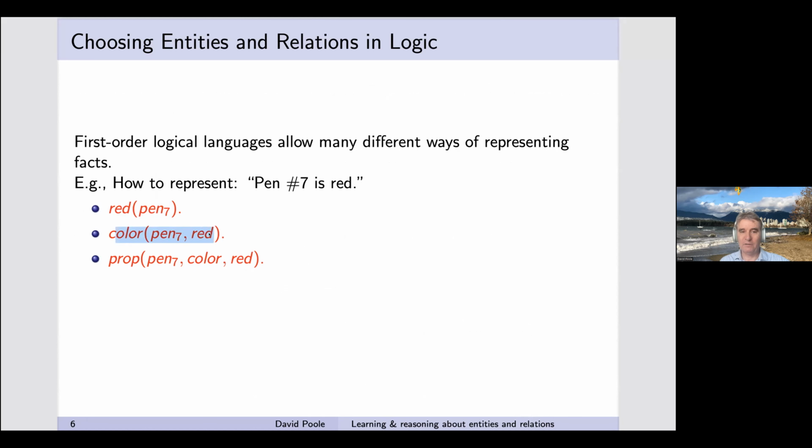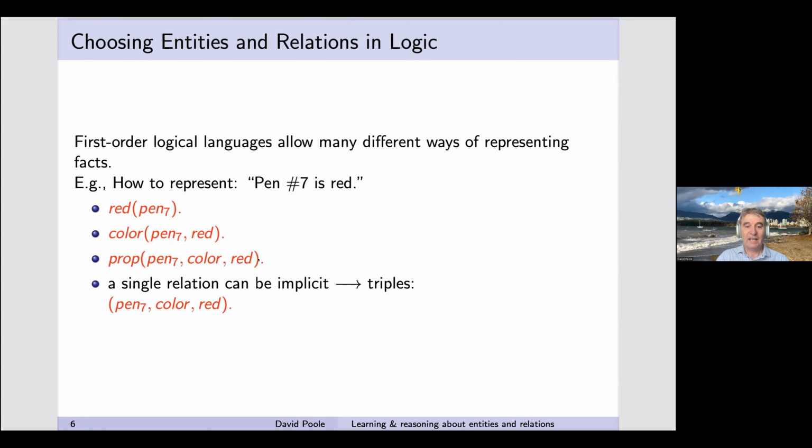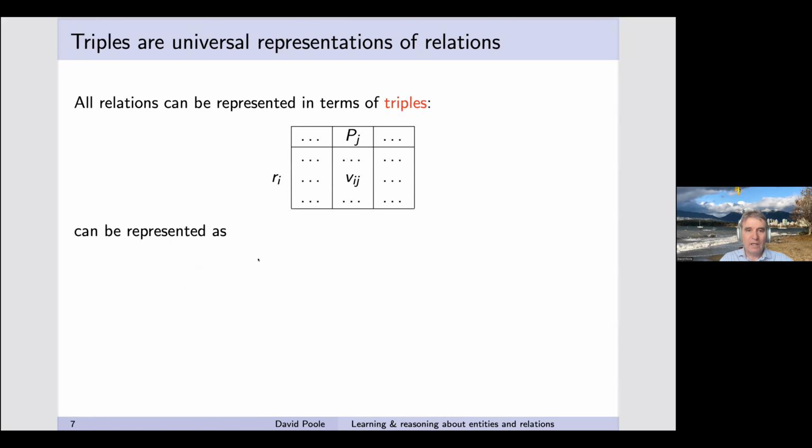You can ask what's the color of pen 7, where in first-order logic, you can't. And you can keep doing that again. You can write prop of pen 7, the color is red. Now it turns out that you don't need to keep doing this, because a single relation is all we need. This prop is all we need. There's just triples. Pen 7, color is red. Turns out that all relations can be represented in terms of triples.